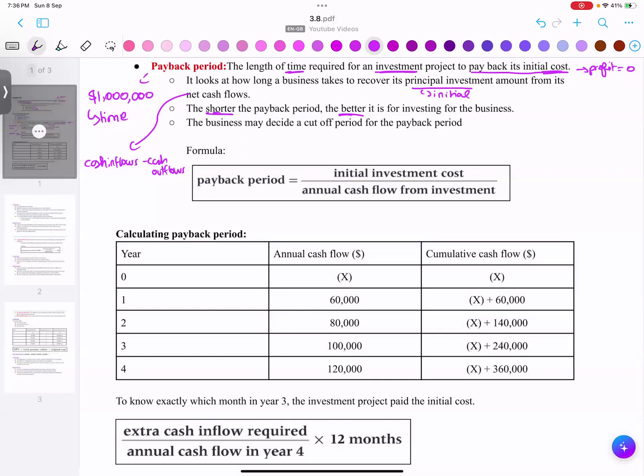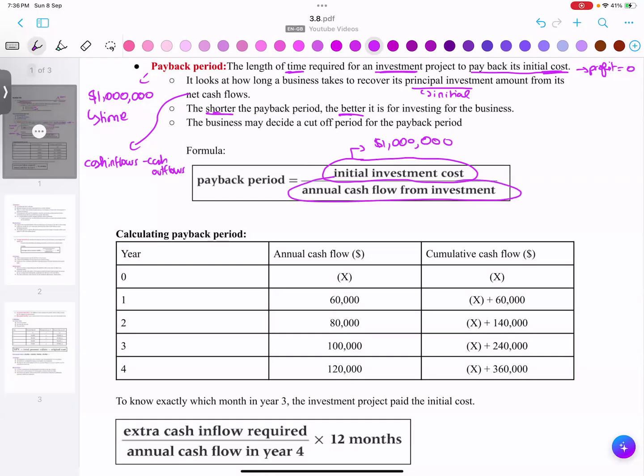The business may decide a cut-off period for the payback period. So they may decide a period where they can cut it off. Payback period is basically about the initial investment, so what was invested. In this case, let's say the example I kept giving, which is $1 million. Then you have annual cash flow from the investment, right?